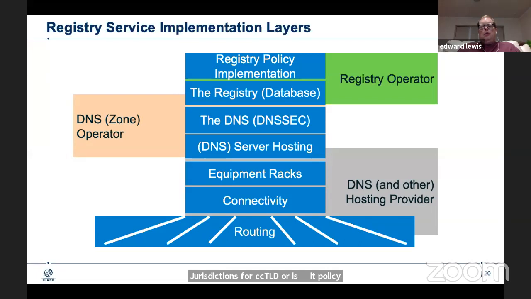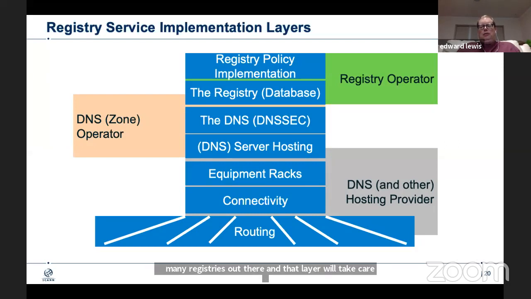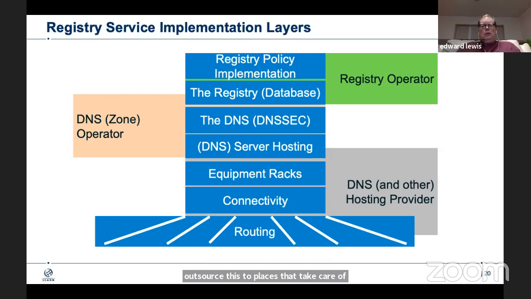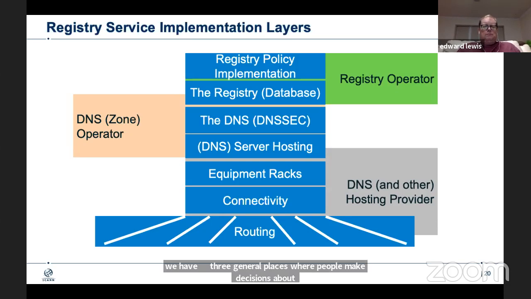Now, a lot of registry operators will also run their DNS, but some of them outsource it to a DNS zone operator, someone completely different who may actually support many registries out there. And that layer will take care of the signing of the zone and putting up the DNS information. And they may do everything also, but they may also outsource this to places that do take care of server hosting, and they get the routing information and connectivity decisions made there. So we have three general places where people make decisions about how they're going to approach the routing.